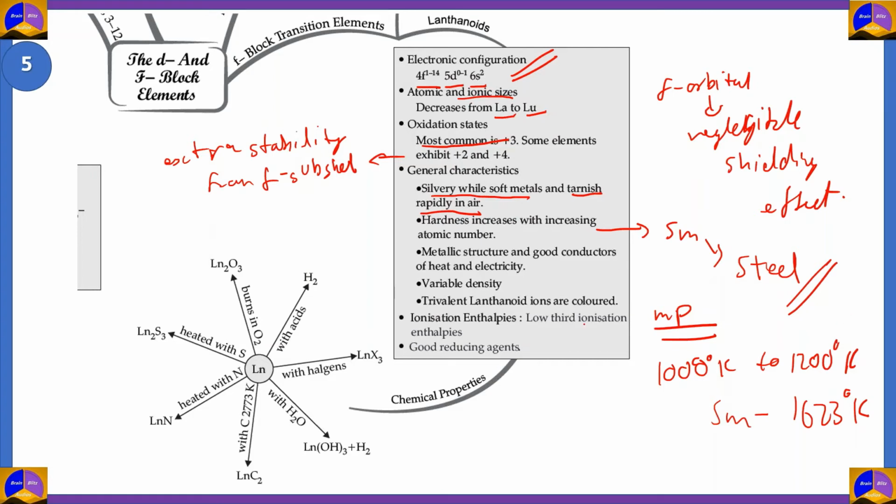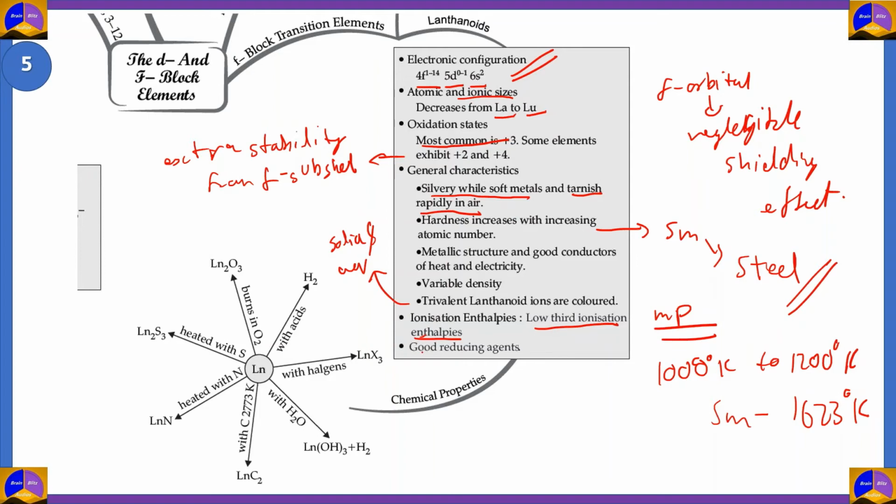Now, the trivalent lanthanoid ions are formed, and these are also colored. The color of lanthanoid ions is present in both solid and aqueous state. And they are trivalent because the most important oxidation state here is +3, and they also have low third ionization enthalpies. The first and second enthalpies may be high, but the third enthalpy is always low across this group.